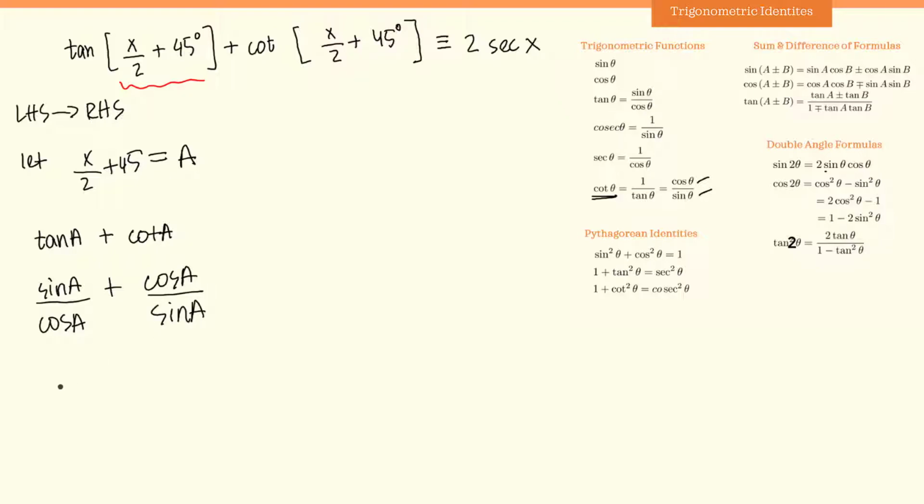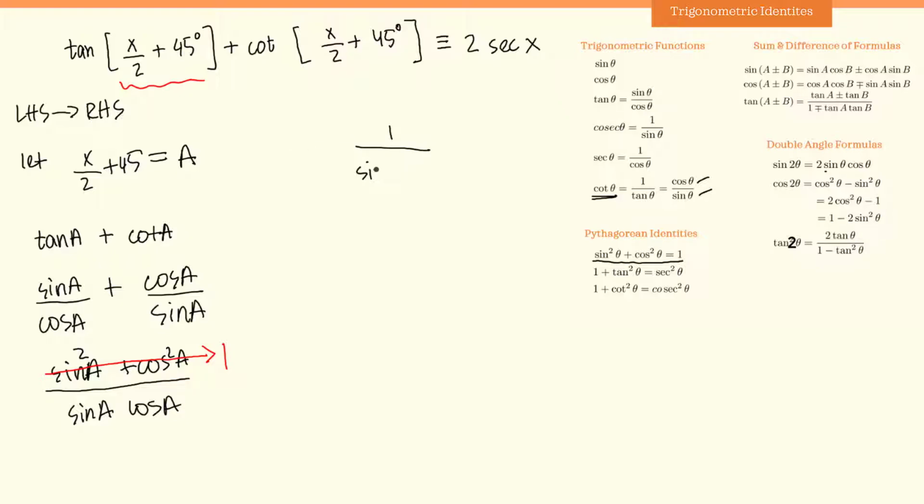Next I'll take the LCM. The LCM would be sine a times cosine a, and sine a times sine a would be sine square a, and cosine a times cosine a is cosine square a. And using the first Pythagorean identity, we know that sine square theta plus cosine square theta is equal to 1. So in place of this sine square a plus cosine square a, I'm going to replace this by 1. So this becomes 1 upon sine a times cosine a.